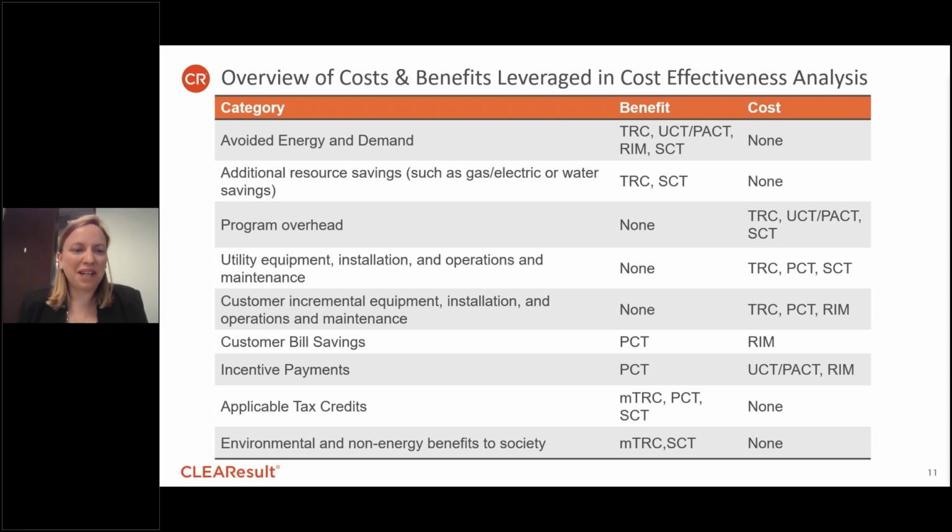And then also for the customers, what are the costs that they incur to participate in the program? So going back to my example, if I were to install a high efficient HVAC system in my home, maybe a baseline piece of equipment is $6,000 and I decide to install the higher efficient one that's $8,000.